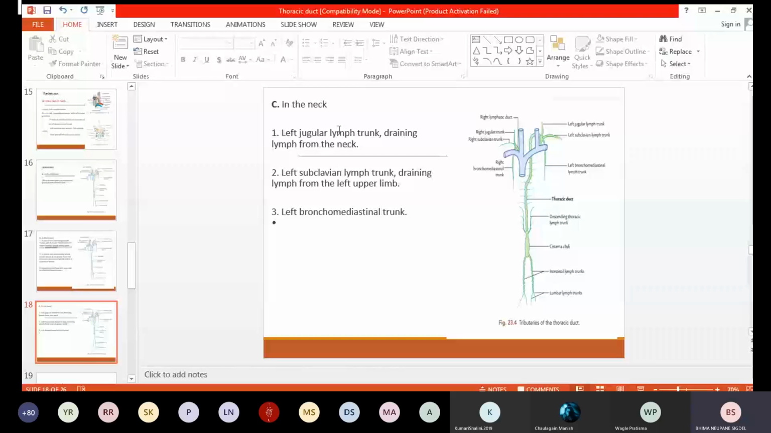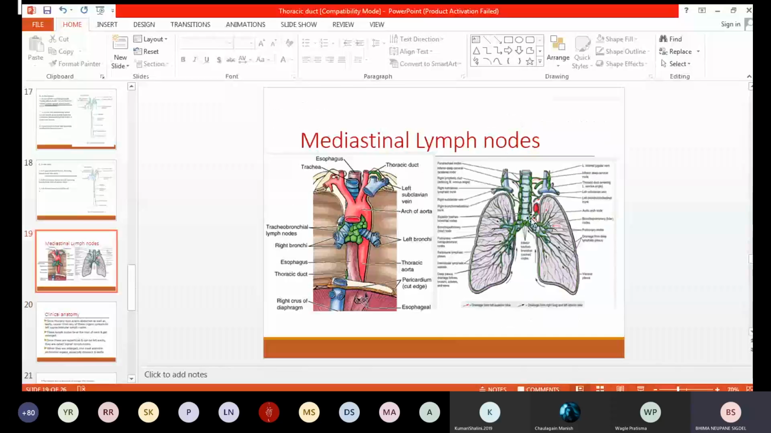This is the area known as the mediastinum, right? In between these lungs and this area, you can see the bronchi, and this is the mediastinal surface. Here lies the bronchomediastinal lymph node only. The thoracic duct, here also you can see a small part. This is the esophagus.